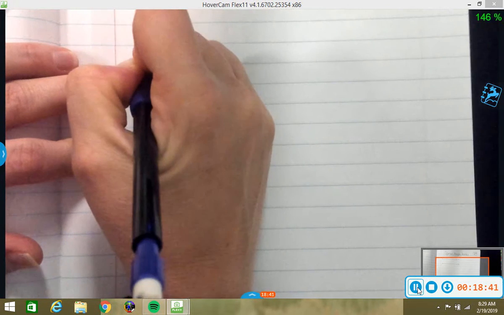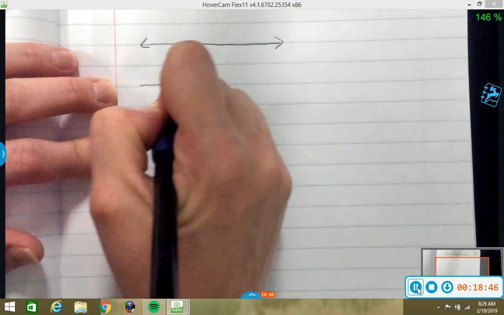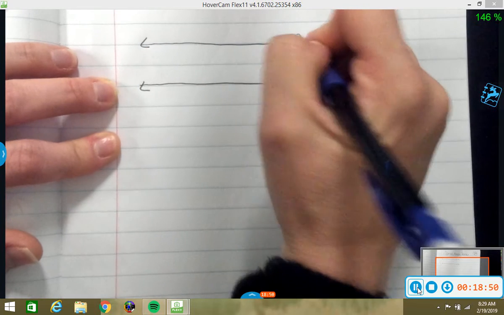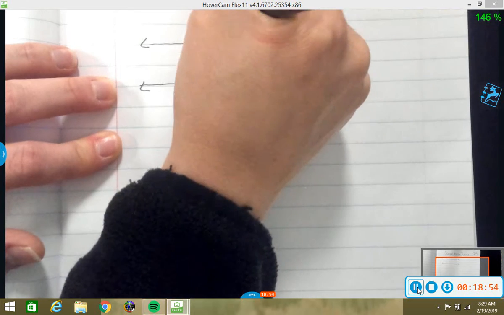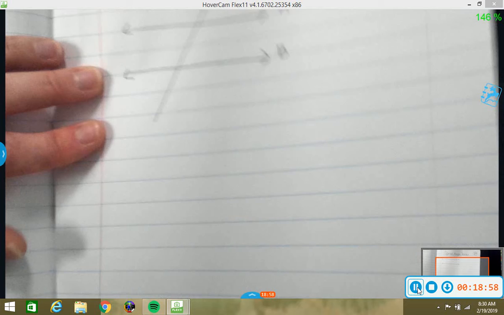All right, let's step it up a notch. Let's make things a little bit more interesting here. Okay, so let's have parallel lines going this way. We'll call it A and B again. We're going to have, what is this thing called that goes through parallel lines? We're going to have the transversal and label it C.